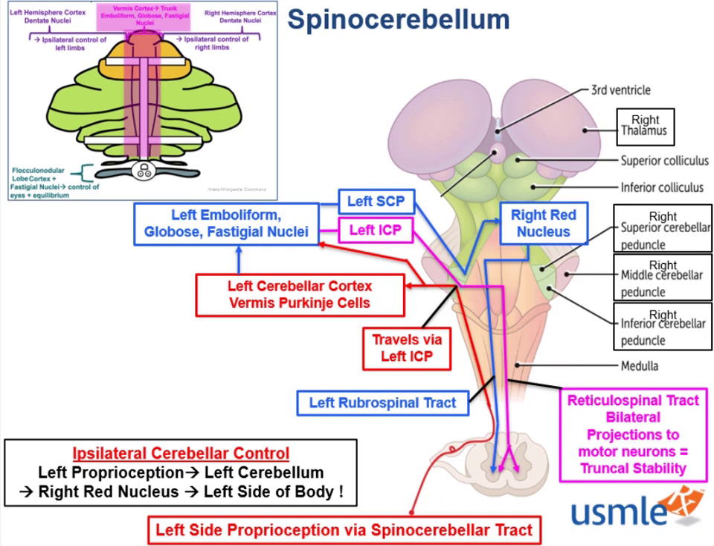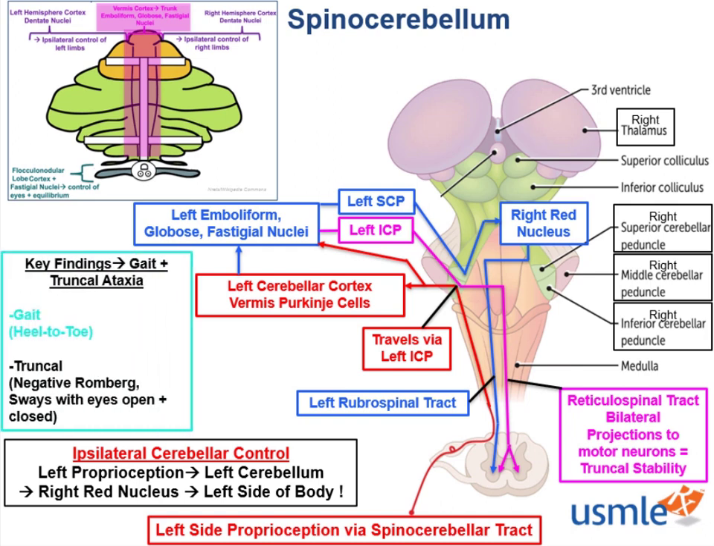So midline cerebellar lesions in the vermis and nuclei manifest mainly with gait and truncal ataxia. The patient will have difficulty coordinating heel-to-toe gait movements and will sway with their eyes opened or closed. A negative Romberg test indicates a cerebellar cause of ataxia.